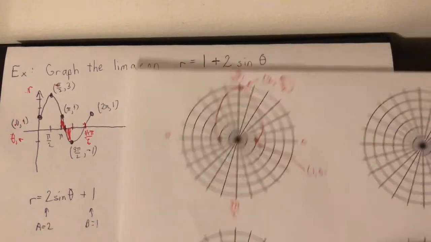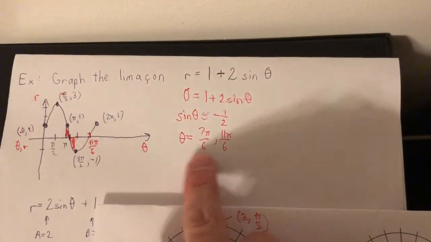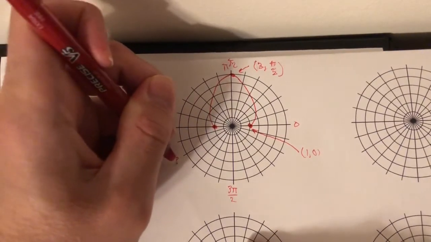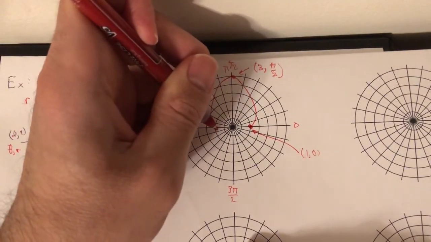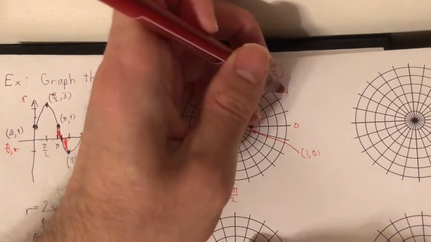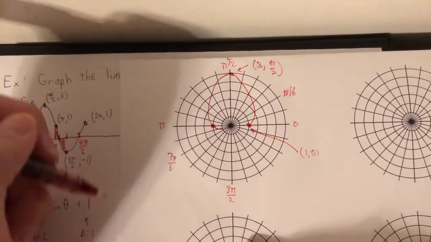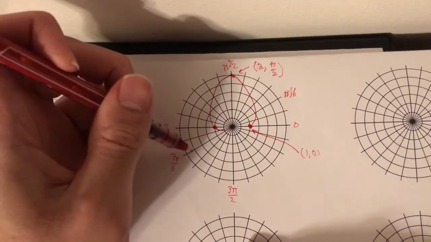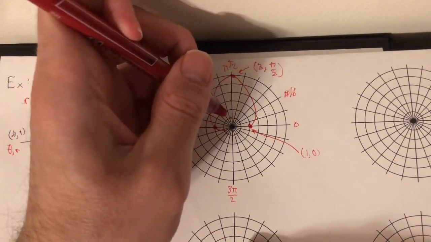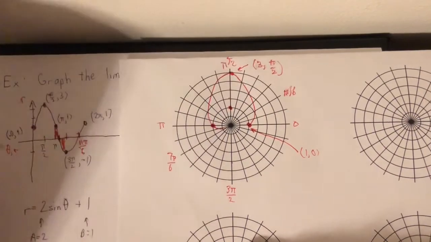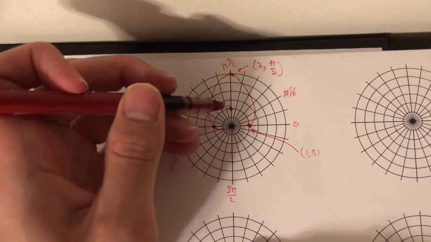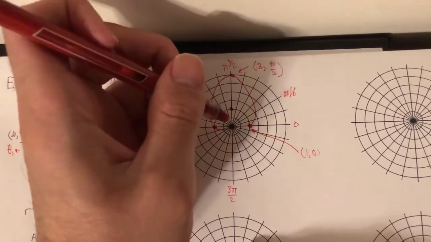Now, when theta equals 7 pi over 6, I'm at the pole. So here's 7 pi over 6. Tells me I'm going to be at the pole here. Here's the opposite direction of 7 pi over 6. So from 7 pi over 6 to 3 pi over 2, we're going to be moving towards an r value of -1. So the 3 pi over 2 direction, r equals -1.